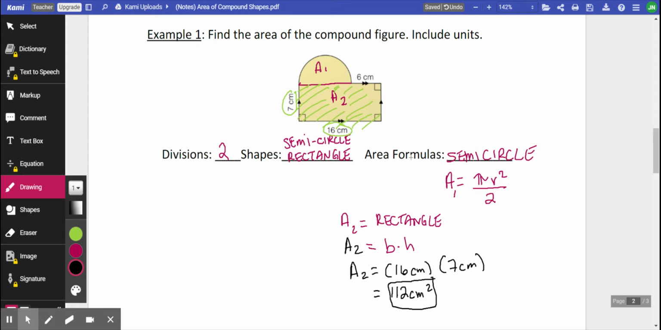Okay, now I'm going to go back and worry about area 1. One thing I need to figure out is what my radius is, but I don't know that.